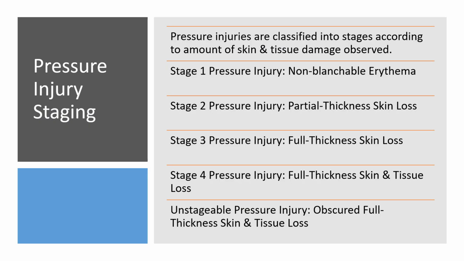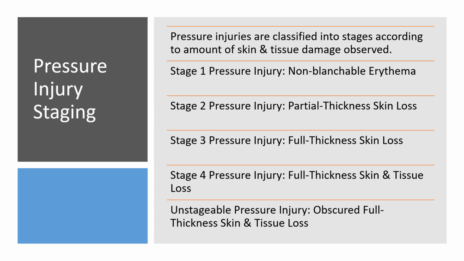When staging for a pressure injury, the nurse will observe for non-blanchable erythema, the amount and depth of skin and tissue loss, the condition of the tissue in the wound bed and surrounding areas, the presence of any dead tissue, and any tunneling or undermining of the wound. Undermining is an open area that extends under the skin surface along the edge of the wound.